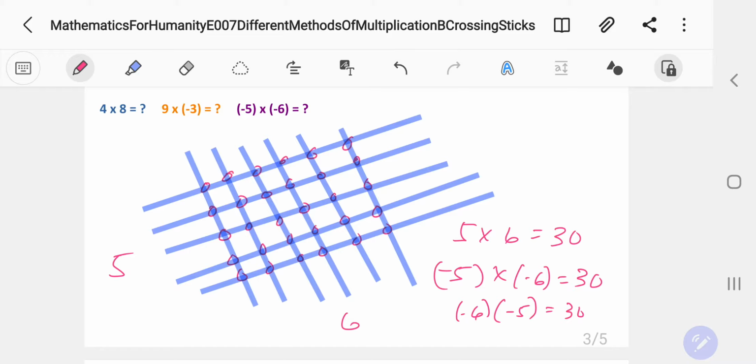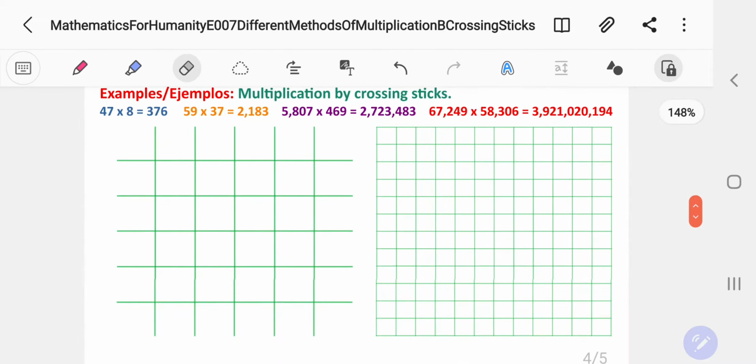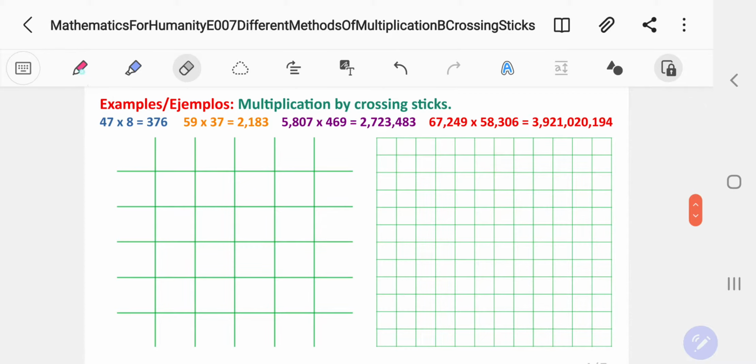But we have small numbers. How about bigger numbers? Let's go to the next slide. So, for example, we have done these ones in the previous video. Let's try solving them using crossing sticks. Okay, let's do this. It would be very difficult for you to write or to draw 47 sticks.